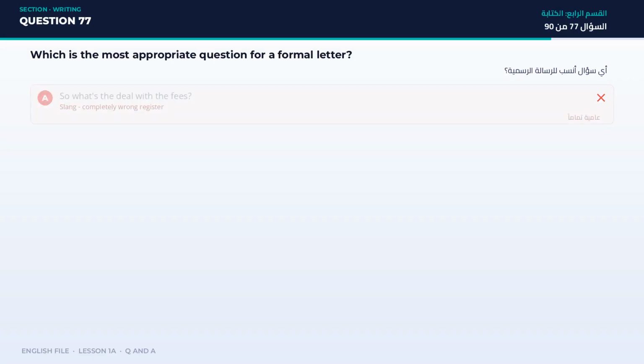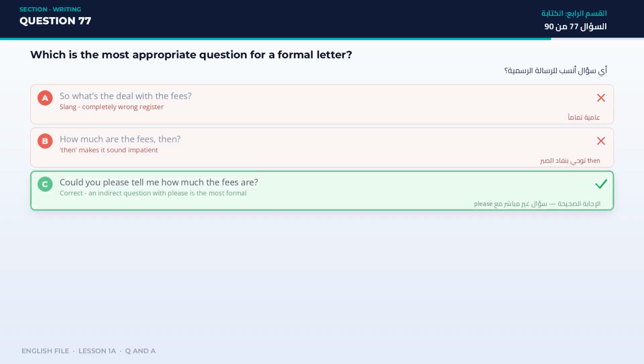The answer is C. Could you please tell me how much the fees are? An indirect question with please is the most formal. Not A, slang, completely wrong register. B, then makes it sound impatient. D, an order, not a request.